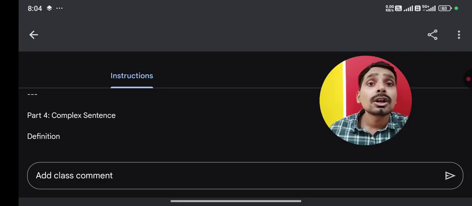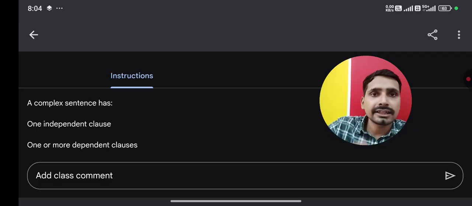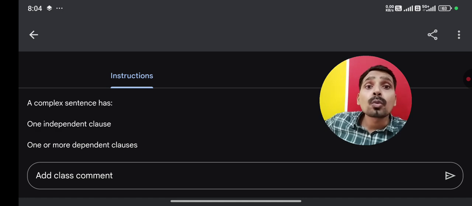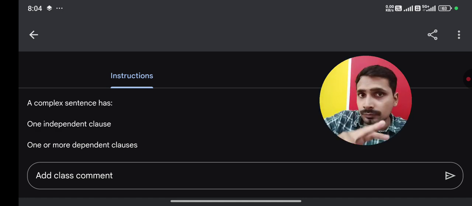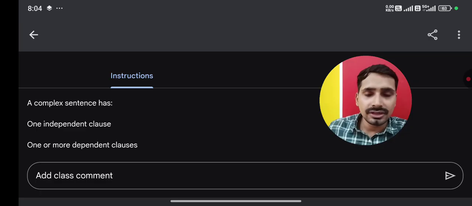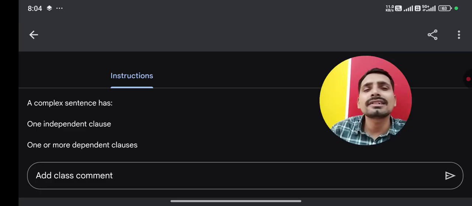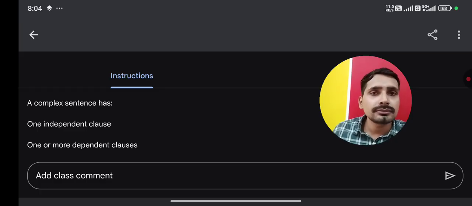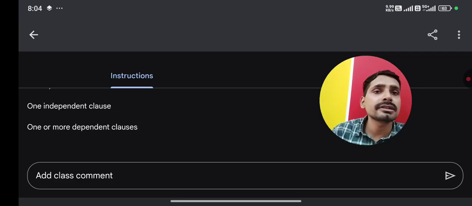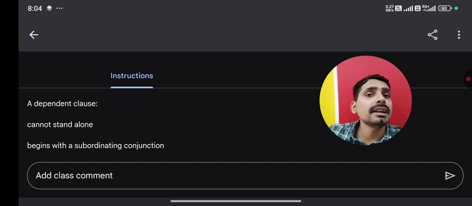Which sentence? Complex sentence. Let's look at the definition. A complex sentence has one independent clause. Pay attention. Which clause? One independent clause. Number 2, it has one or more dependent clauses, which is a subordinate clause. If you are a student of CBSE, then we say dependent clause. If you are a student of SSC, we say subordinate clause. But you get the idea. One independent clause, that is the main clause. One or more dependent clauses, that is the which clause? Subordinate clause.